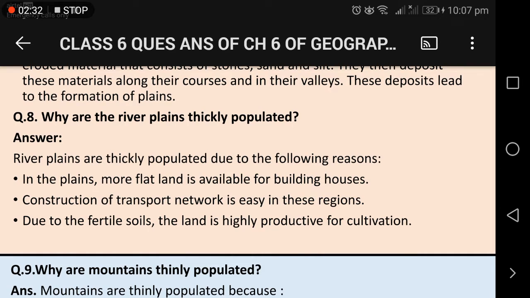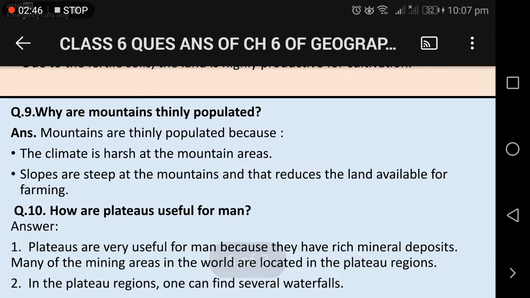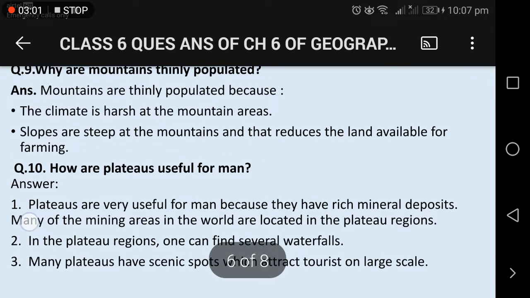Next, why are the river plains thickly populated? Because on plains, more flat land is available for farming. Construction of transport network is easy in these regions, and due to fertile soil, land is highly productive for cultivation. Okay, next, why are mountains thinly populated? Now because the climate is harsh in these areas, and the slopes are steep. So the availability of land is less there for farming, for cultivation.